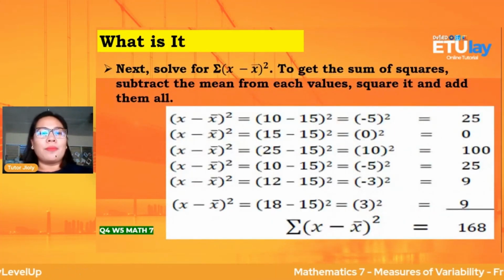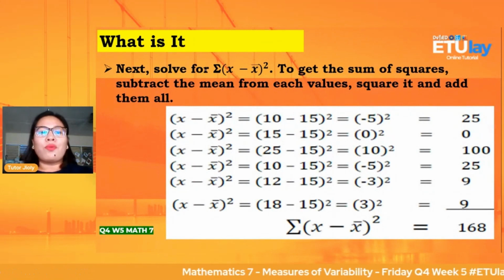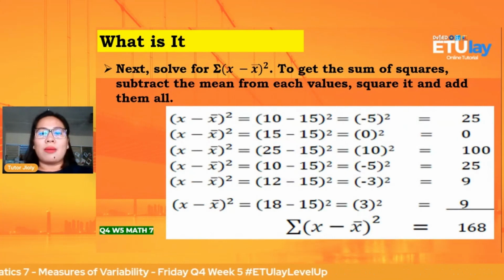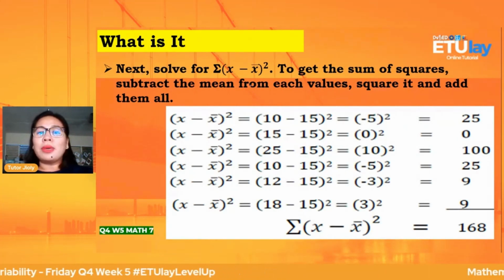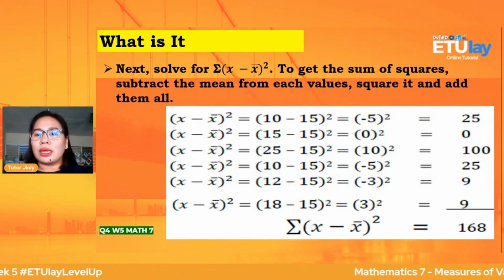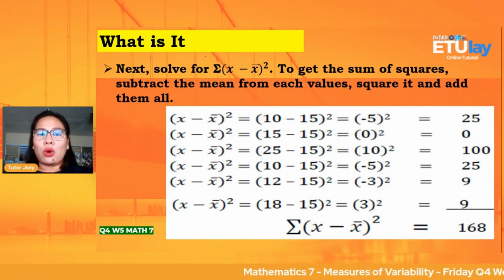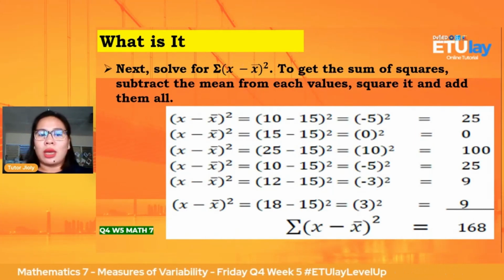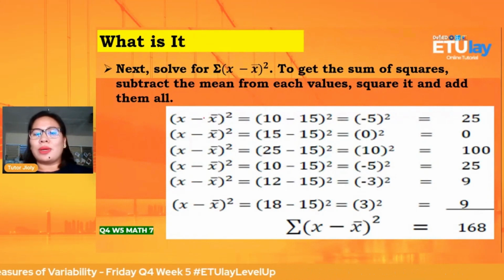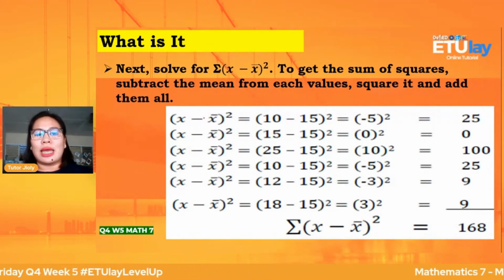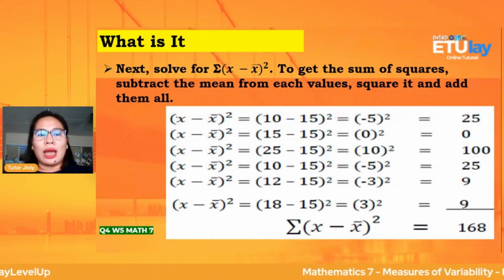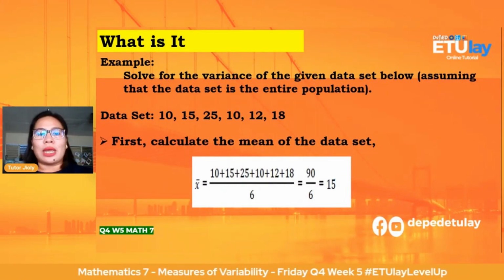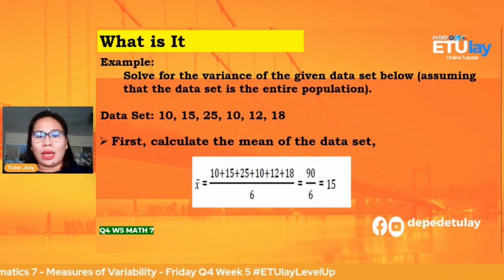Next, solve for the sum of x minus mean squared. To get the sum of squares, subtract the mean from each value, square it, and add them all. This is what we will get, children. The sum of x minus mean squared. Again, that's what we'll do. This x will be our data: we have 10, 15, 25, 10, 12, 18.